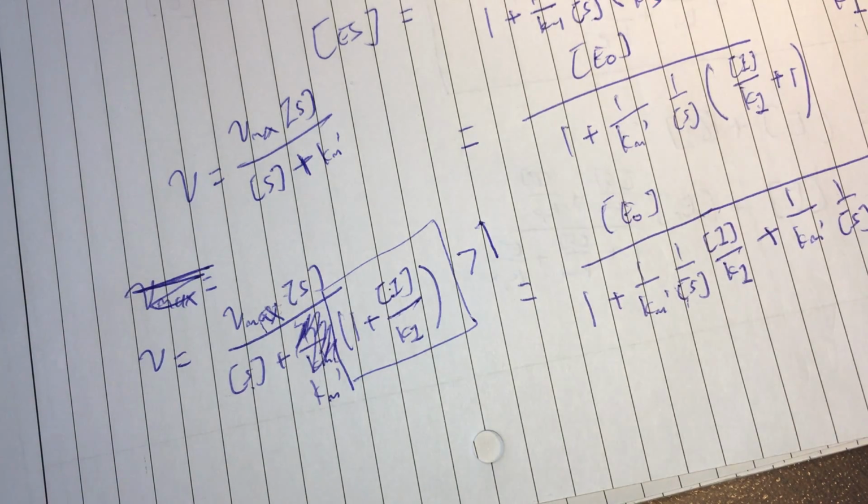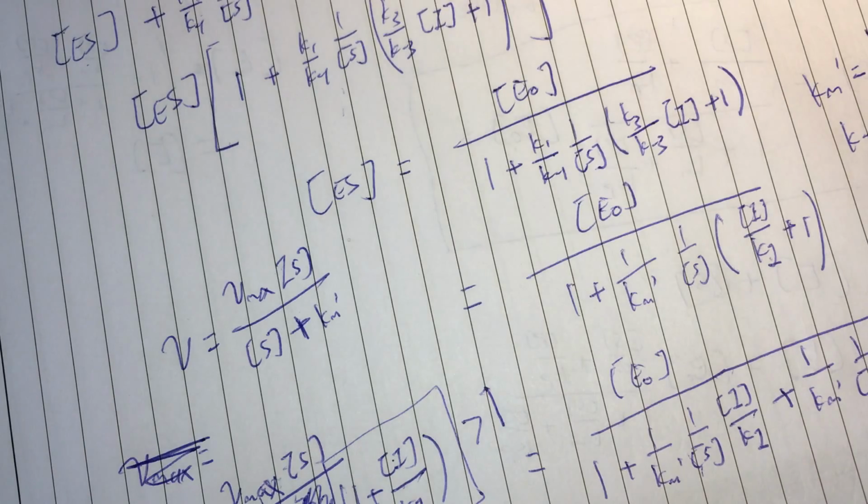So that's how the kinetics of competitive inhibition are. And we have effectively, aside from the careless mistake, derived our Michaelis-Menten equation for competitive inhibition.